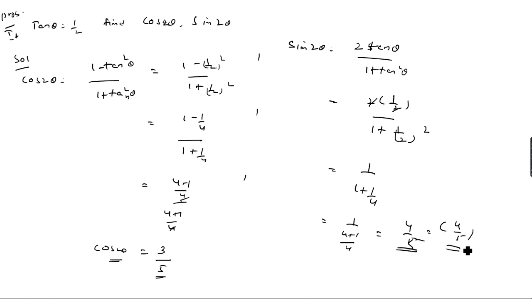So, given that tan theta equals 1 by 2, we need to find cos 2 theta and sin 2 theta. Cos 2 theta can be written in terms of tan theta, nothing but 1 minus tan square theta by 1 plus tan square theta. We just substitute the value tan theta equal to 1 by 2 and simplify, so cos 2 theta equals 3 by 5. Sin 2 theta can be written in terms of tan, nothing but 2 tan theta by 1 plus tan square theta, and we simplify. Finally we get the answer 4 by 5.